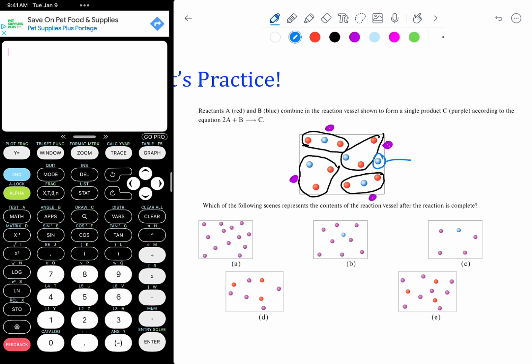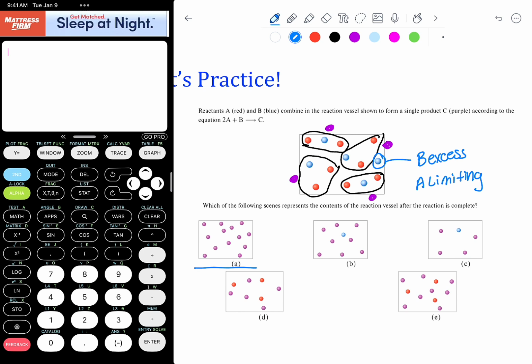So this suggests that B is excess, A is limiting, and our product, or the reaction vessel after the reaction is complete, should have 4 purple dots and 1 blue dot. Well, our first example here, A, just has all purple dots and far too many of them, so that one's wrong. B has a lot of purple dots and 1 blue dot, but it has too many purple dots.